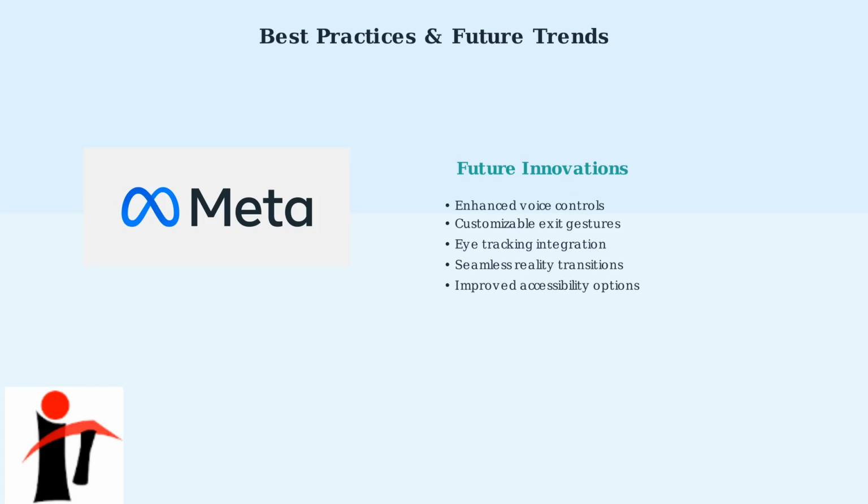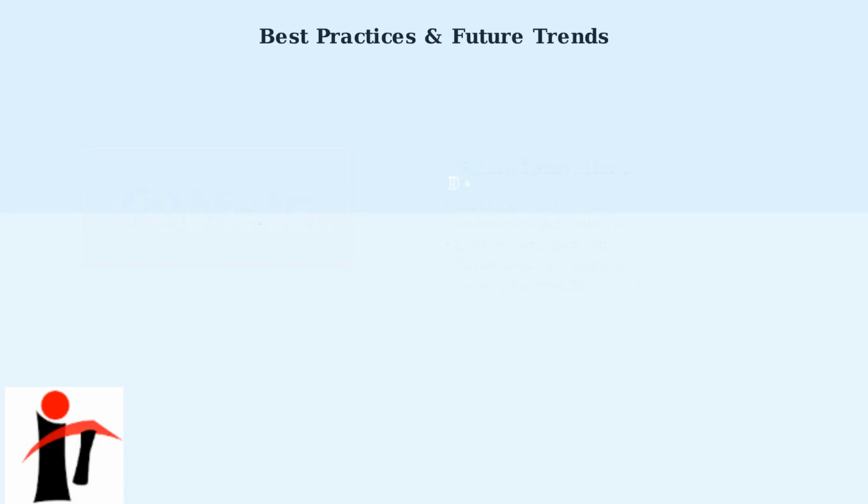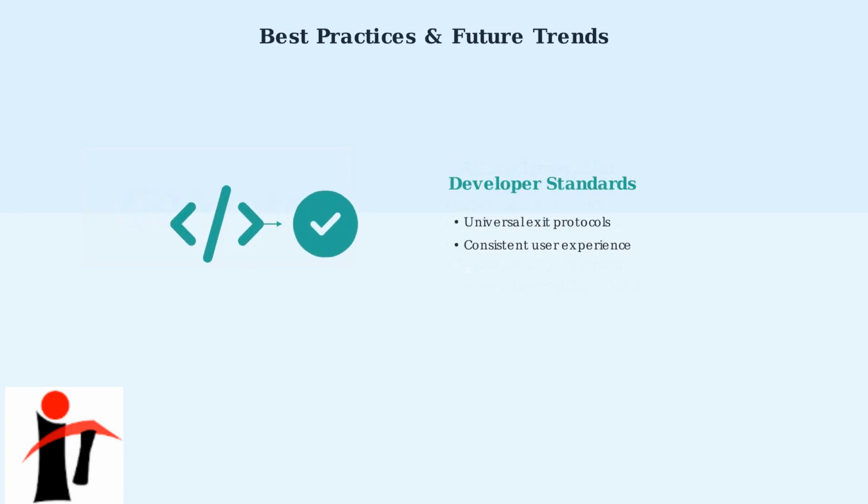Future developments include expanded voice control options for accessibility, customizable exit gestures, and even more intuitive ways to transition between virtual and real worlds. Meta is encouraging developers to implement standardized exit protocols, moving away from app-specific methods toward universal approaches. This creates better integration with the Quest's native interface and a more consistent experience across all VR applications.